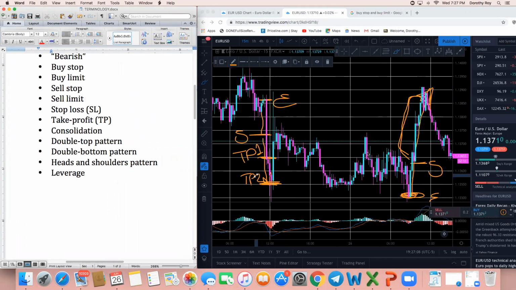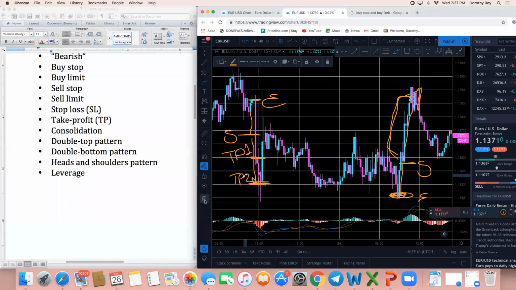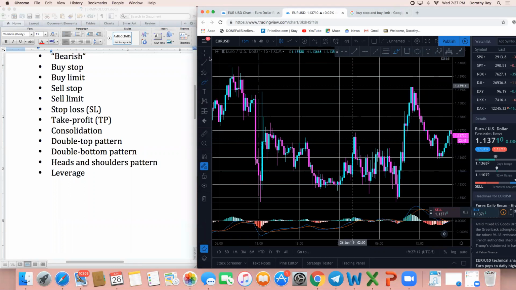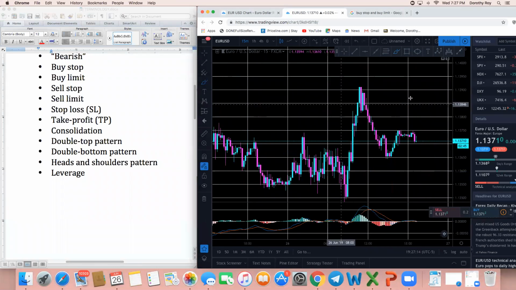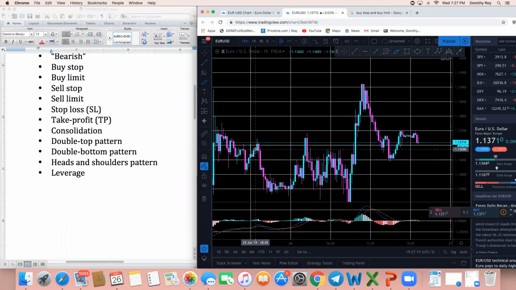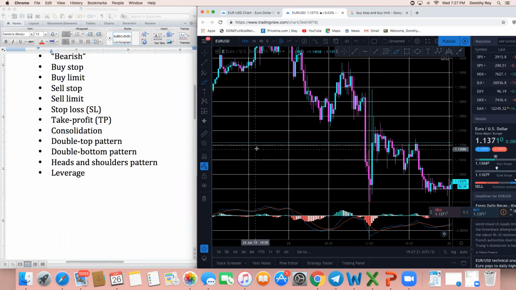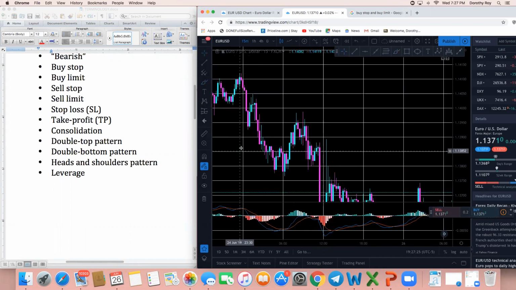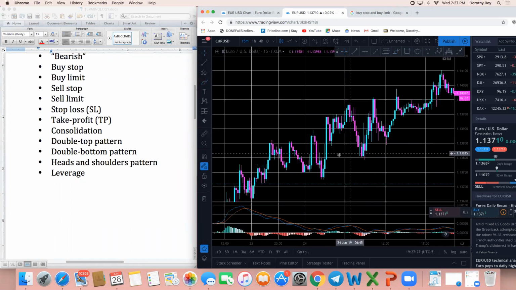Okay, so the next thing we're going to go over is something called consolidation. I'm going to show you perfect examples of what consolidation is. This is a time when you really do not want to trade at all. You don't ever want to trade in consolidation.